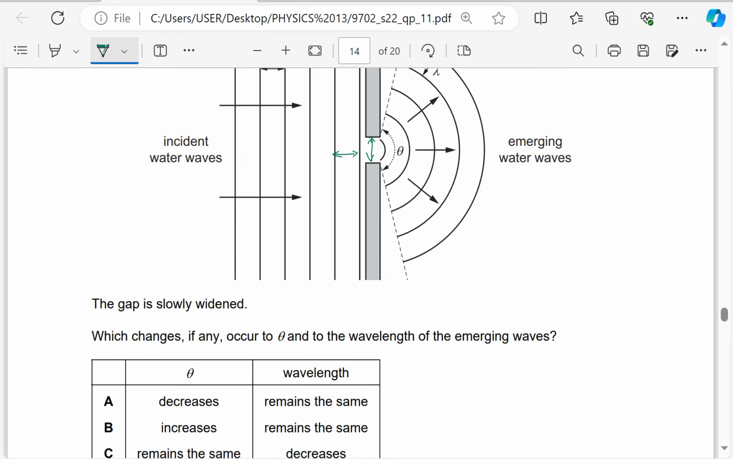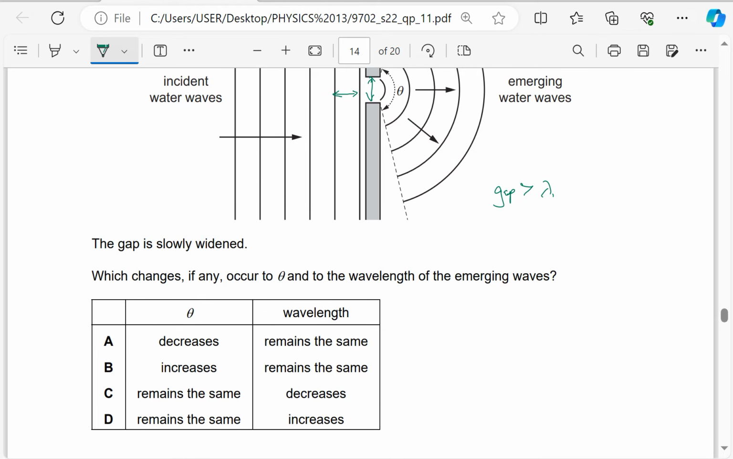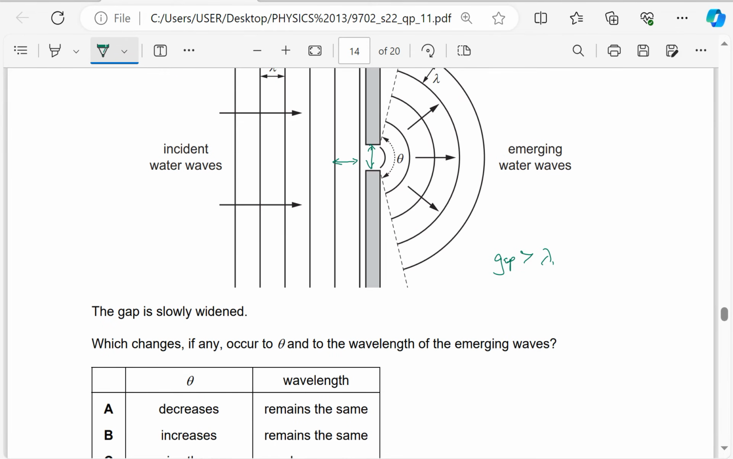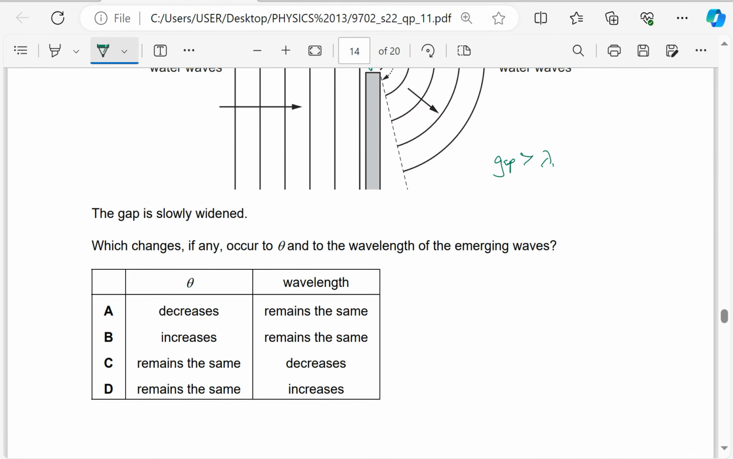The gap is slowly widened. In other words, we are making the gap greater than the wavelength. Which changes, if any, occur to theta and to the wavelength of the emerging waves? Of course, the wavelength does not change, because it depends on the source. So the wavelength remains the same, which means we eliminate C and D.